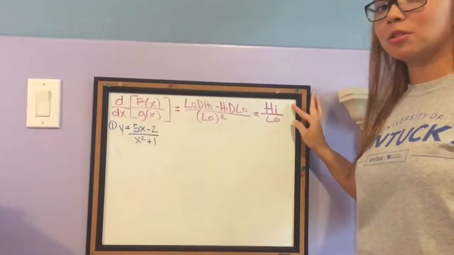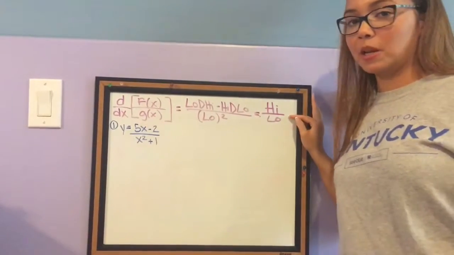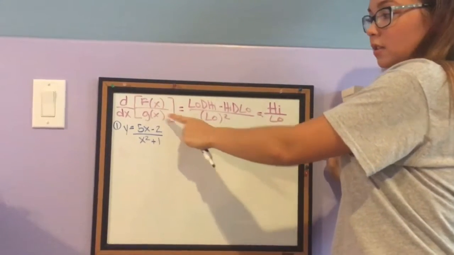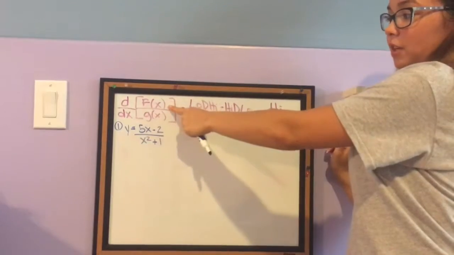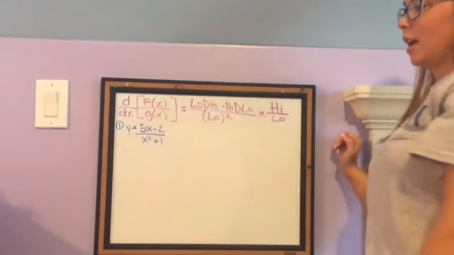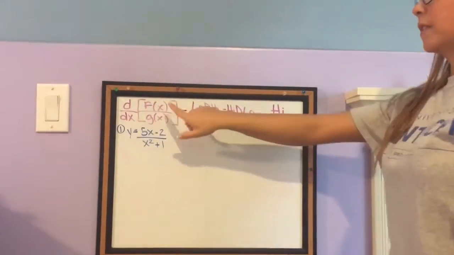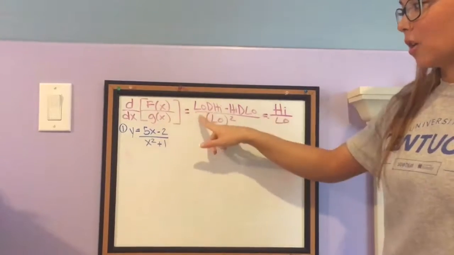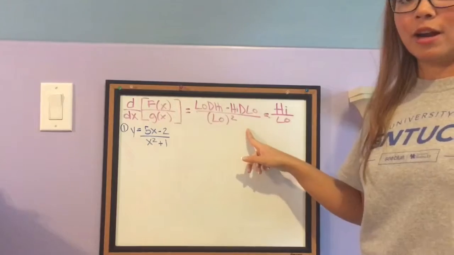High is going to be your numerator and low is going to be your denominator. So it's going to be low, which is the denominator, times the derivative of your numerator. And you're going to subtract that from the numerator times the derivative of your denominator. And it's all going to be over the denominator squared.